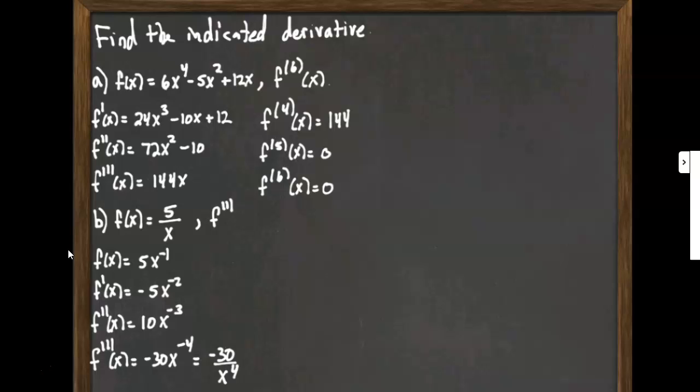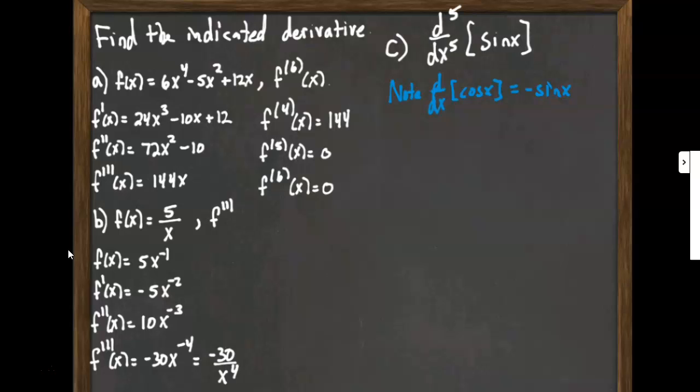Okay, one final example here. Here I'm using the operator notation. I'm doing the fifth derivative of sine x with respect to x, 5 times. Well, we've shown earlier in a previous video that the derivative of sine is going to be cosine. And I'm giving you a little note here. This is something you're going to prove as a turn-in problem, that the derivative of cosine is negative sine x using the limit definition. So we're going to use that in this problem.